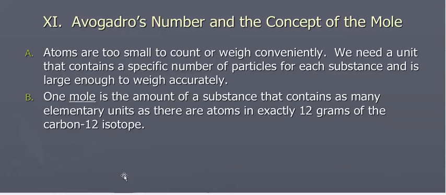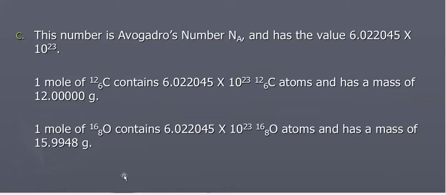Atoms are too small to count or weigh conveniently, so we need a unit that contains a specific number of particles for each substance and is large enough to weigh accurately. That unit we define as the mole. 1 mole is the amount of a substance that contains as many elementary units as there are atoms in exactly 12 grams of the carbon-12 isotope. This number is Avogadro's number and has a value of 6.02 times 10 to the 23rd.